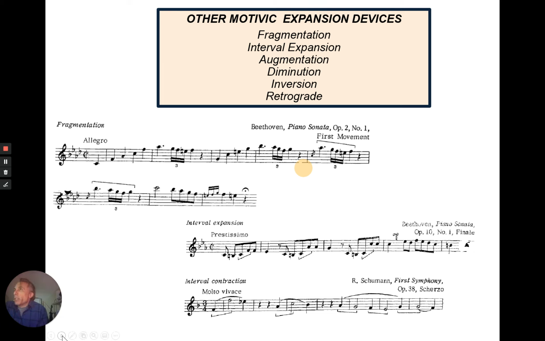I'll zip through these other expanding ideas. So again, we're talking about different ways you can take a short motif and build it into a larger sort of melody or into a composition. Fragmentation is, and these are kind of sophisticated, taking just a little bit part of a melodic design and repeating it, maybe sequencing that out to build a larger idea.